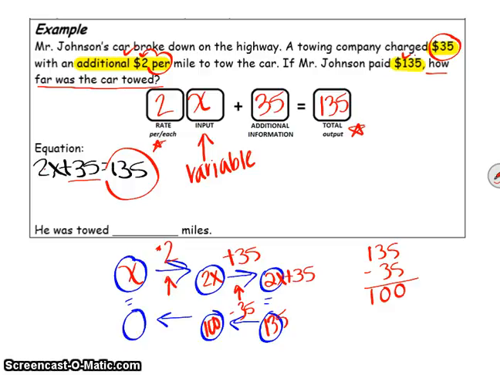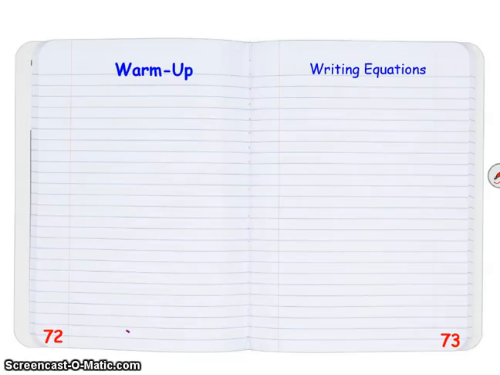Then I have to take the opposite of times 2, which is to divide by 2. 100 divided by 2, if I were to cut that right in half, is 50. So x is equal to 50. So he was towed 50 miles. Make sure that you write all of that down. You're going to want to glue this paper in right underneath your warm-up. So you're going to glue this example here. Then you're going to need the other half sheet out so that we can do the next two examples.